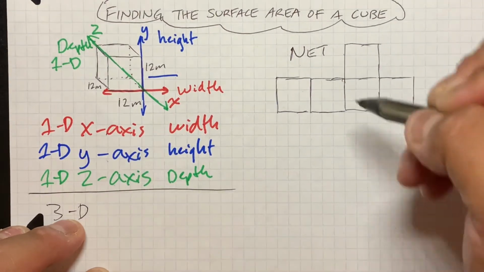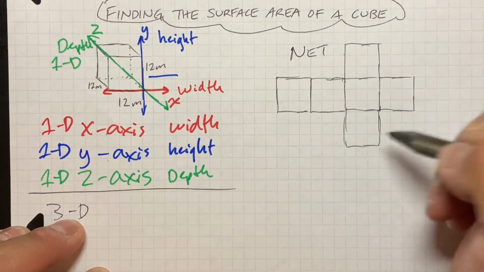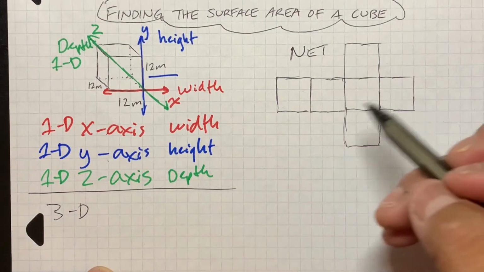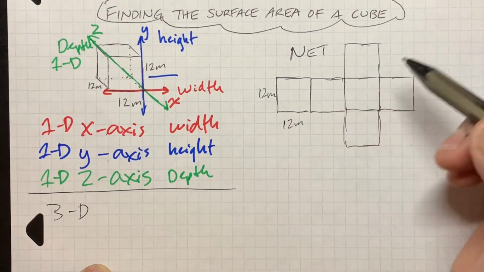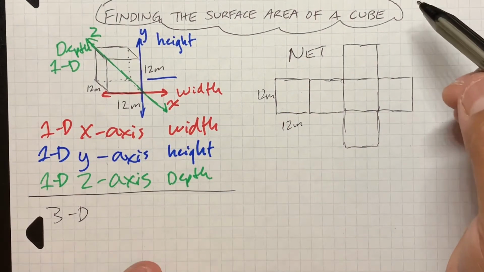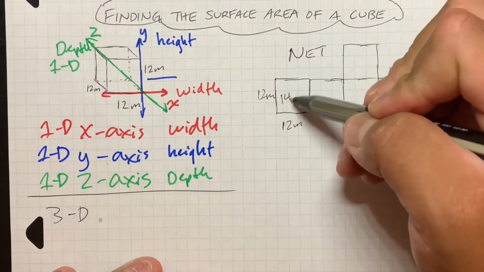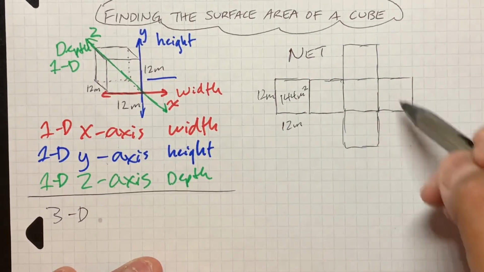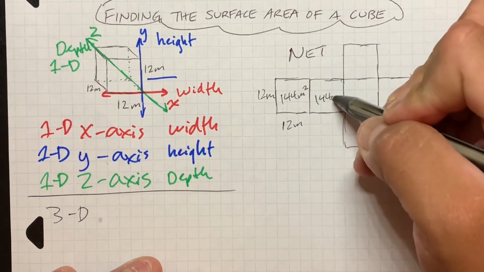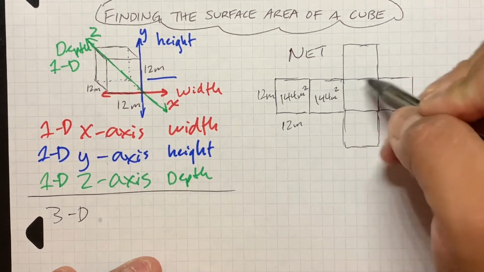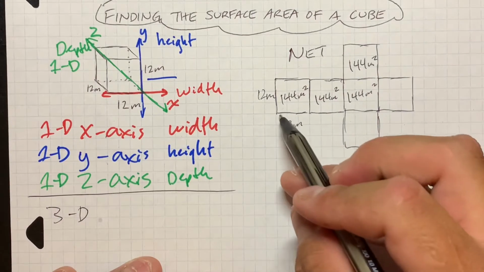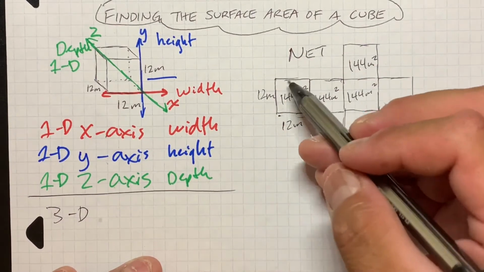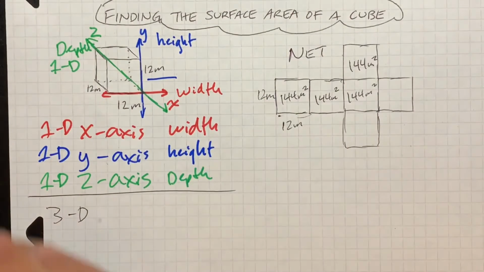And again, keep in mind it's a cube. We said it was 12 meters long and 12 meters tall, and that's all we really need. So 12 times 12 is going to be 144 meters squared. So all of these would be 144 meters squared, because we multiplied the width times the height and found the area of this square.